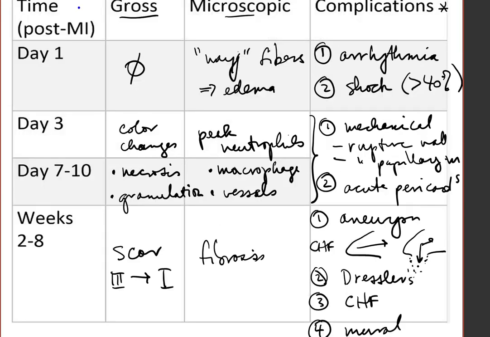This is a critical table. Anytime you get into general path, this is going to be our model of coagulative necrosis, and it's always going to be compared to what happens in stroke, which is our model for liquefactive necrosis. So this is something you just have to put in your mind, and the key things you're going to see is peak neutrophils day 3, macrophages granulation tissue day 7-10, and then scarring takes several weeks.